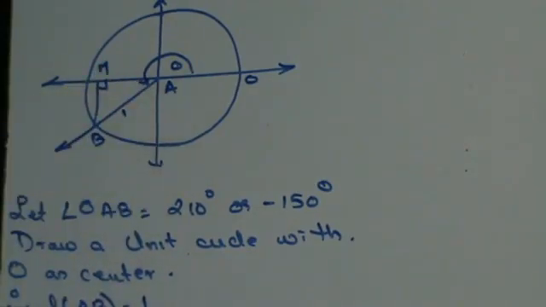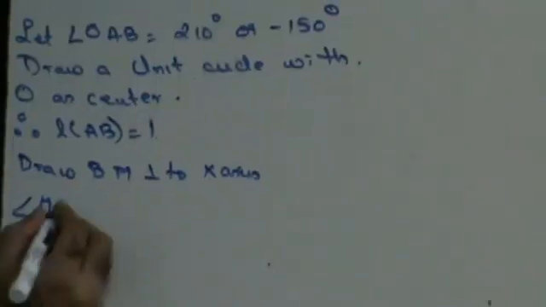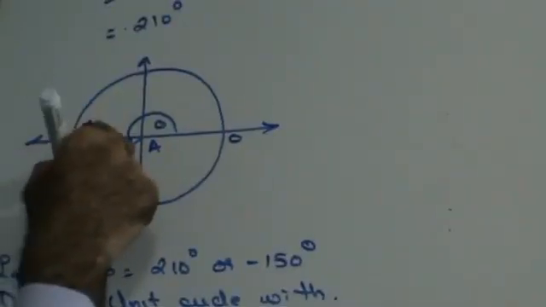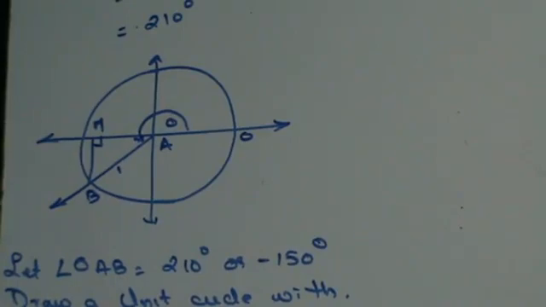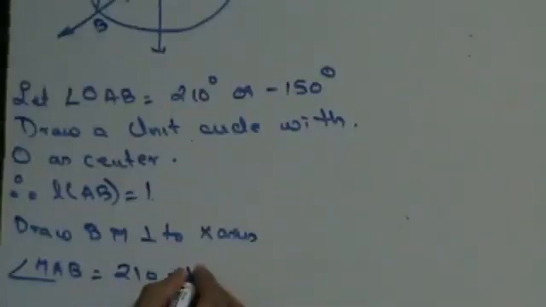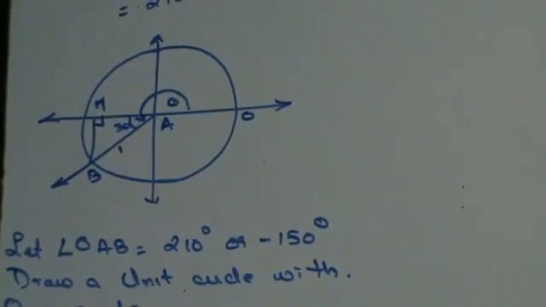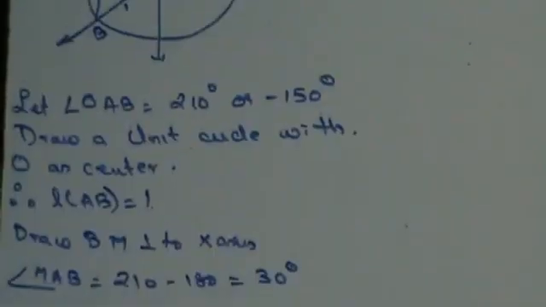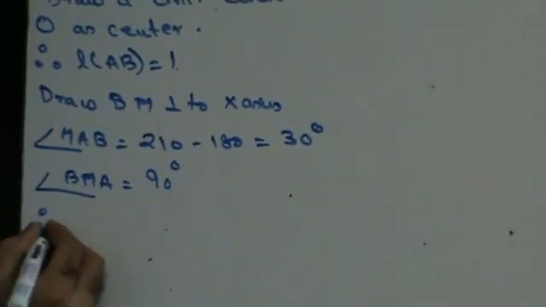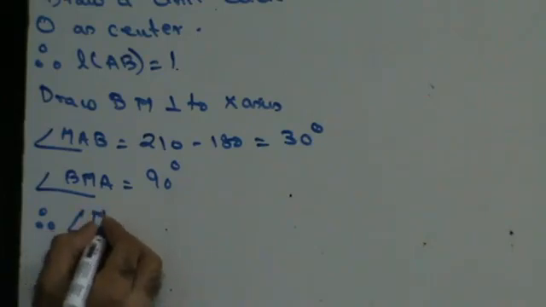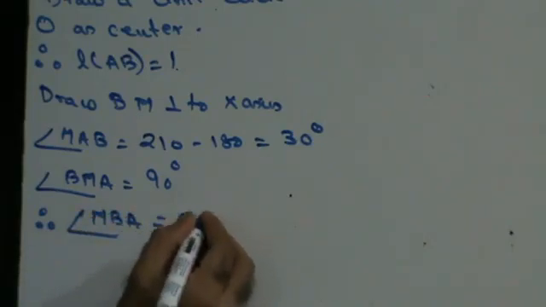Right? Now, I can therefore say that angle MAB is going to be, see till here it is 1, this whole angle is 210 and your first two quadrants are 180 degrees. So it will be 210 minus 180, that is 30 degrees. So that means just this angle is going to be 30 degrees. Right? We already know that angle BMA is 90 degrees. Therefore, I can say that angle MBA has to be 60 degrees.